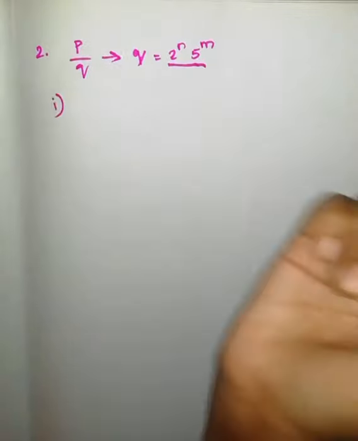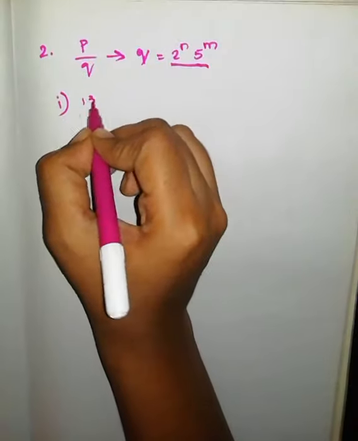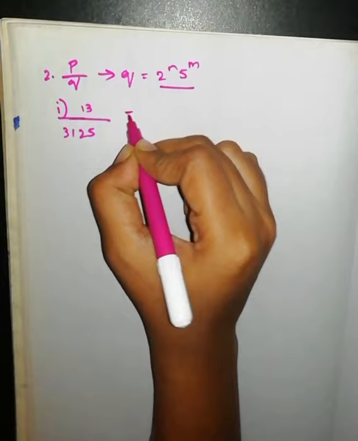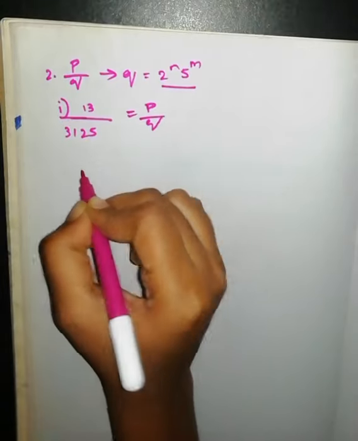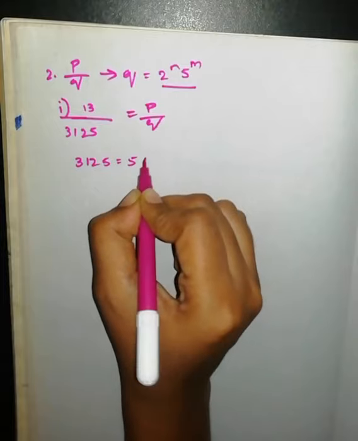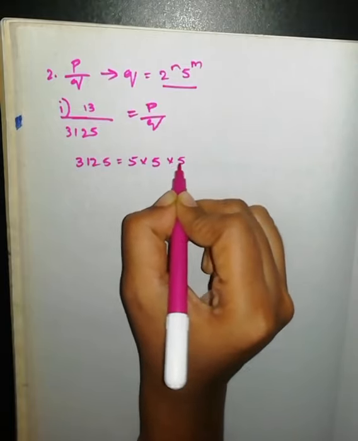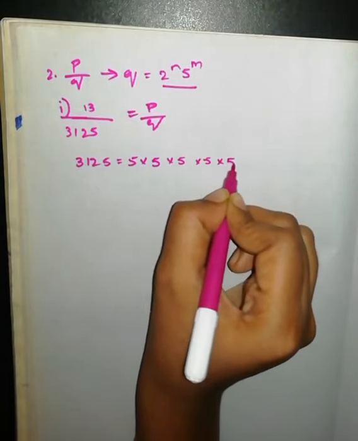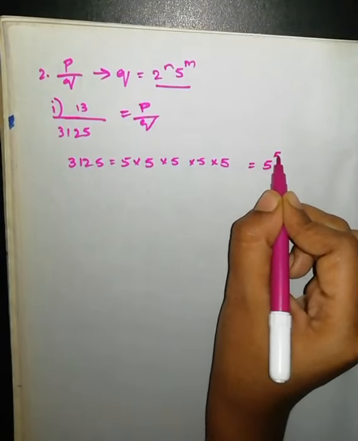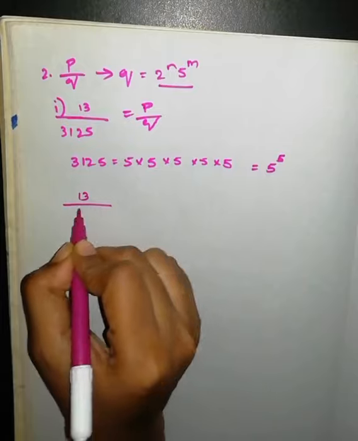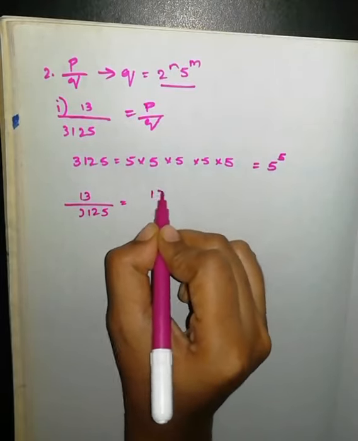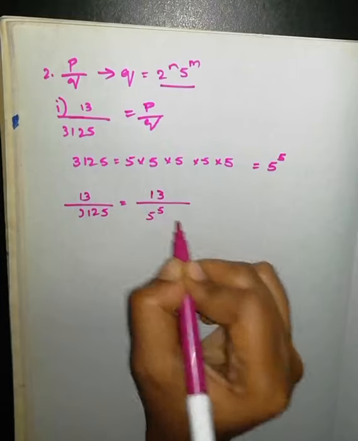The first rational number given in this question is 13 by 3125, which is equal to P by Q. Now 3125 can be written as 5 into 5 into 5 into 5 into 5, which is equal to 5 to the power of 5. Now 13 by 3125 is equal to 13 by 5 to the power of 5.